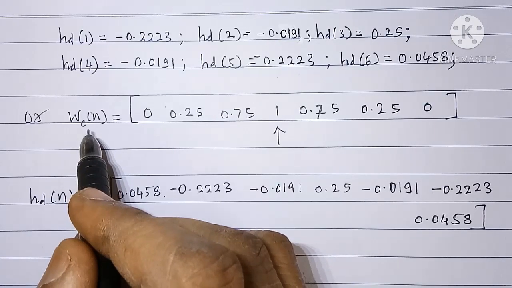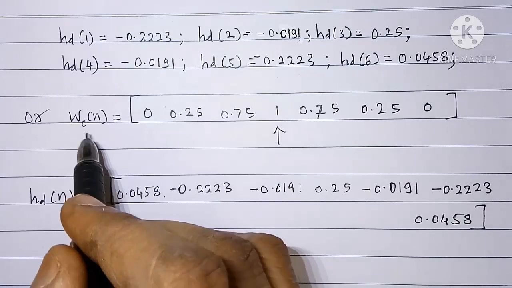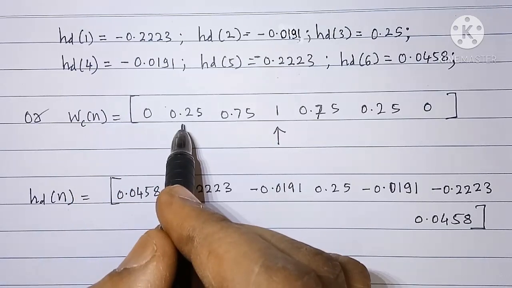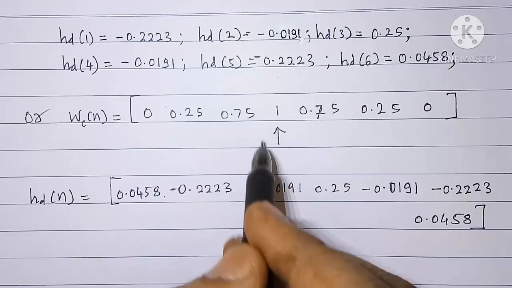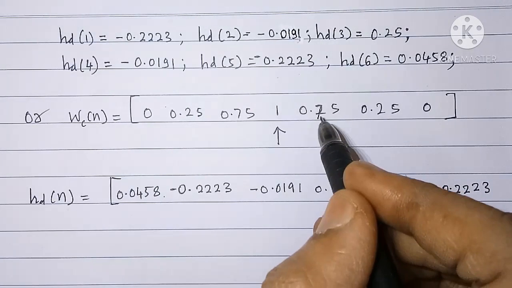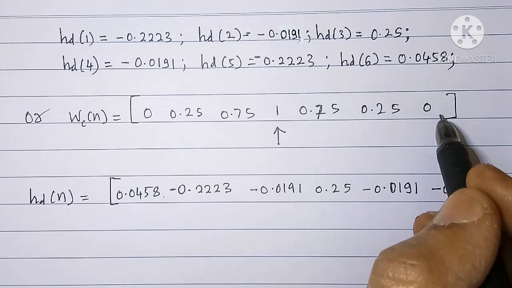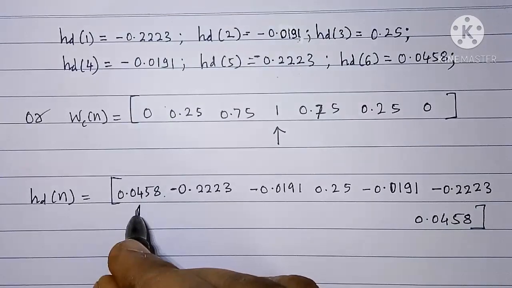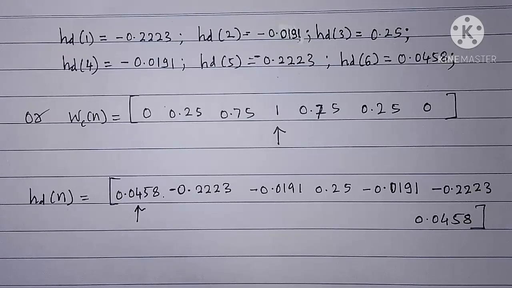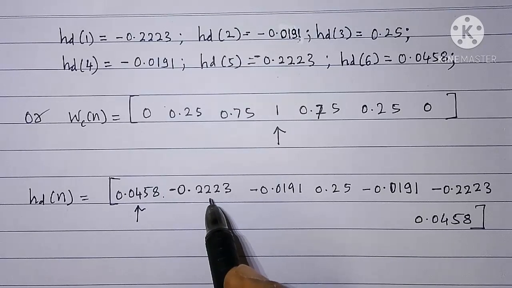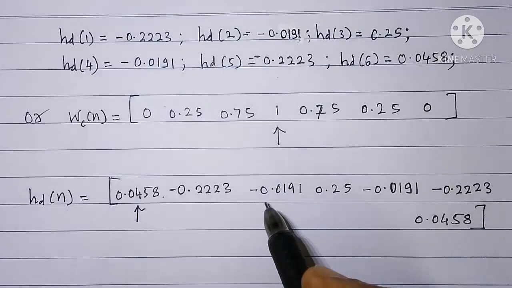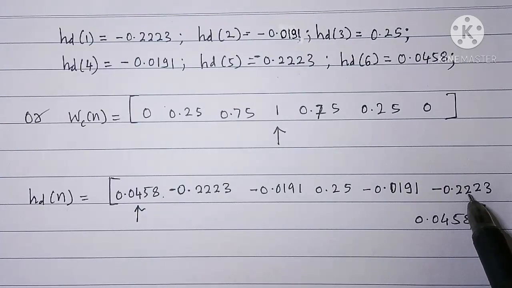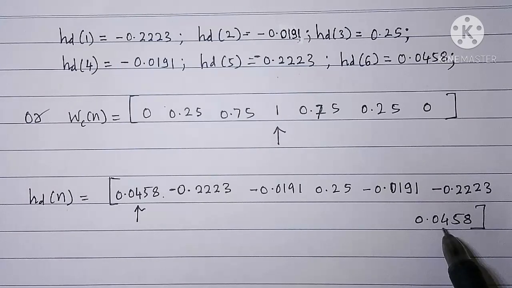And now we will rewrite these sequences as an array. WC of n is equal to 0, 0.25, 0.75, 1. Here 0th sample is 1, 0.75, 0.25 and 0. HD of n, 0.0458 is 0th sample. Then we have minus 0.2223, minus 0.0191, 0.25, minus 0.191, minus 0.2223, 0.0458.